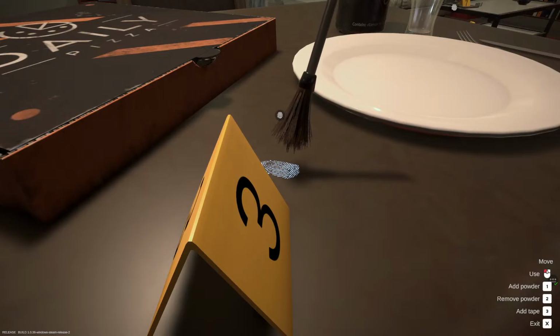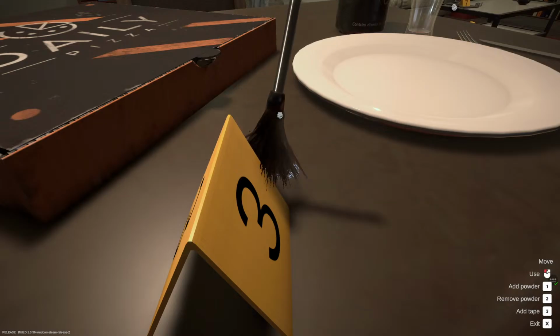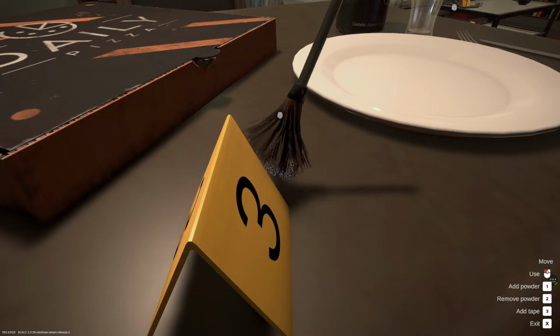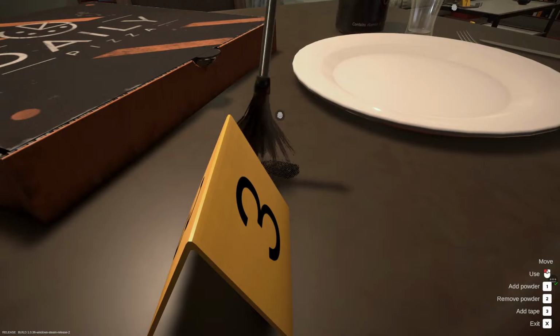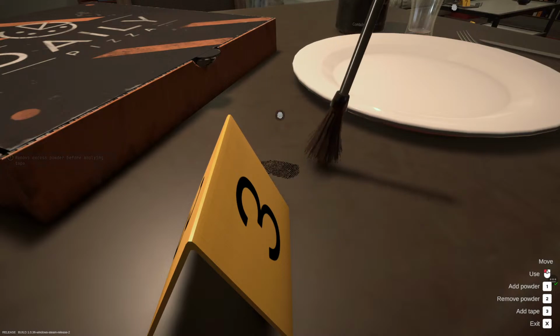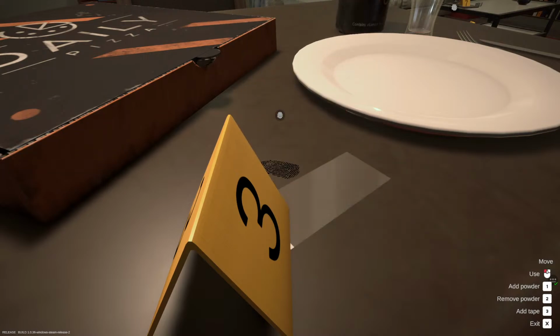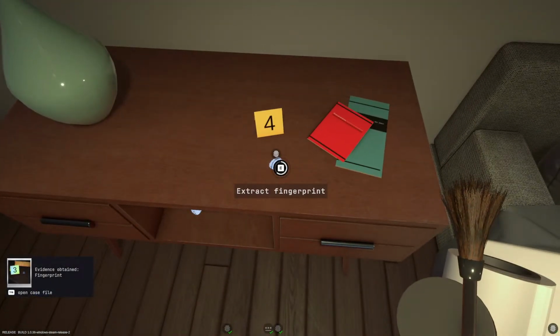Oh, can't actually. It's kind of hard to see that one. It's like covered up by my marker there. Should be able to get it though. Remove excess powder. Okay. There we go. Put a little too much powder on that one.